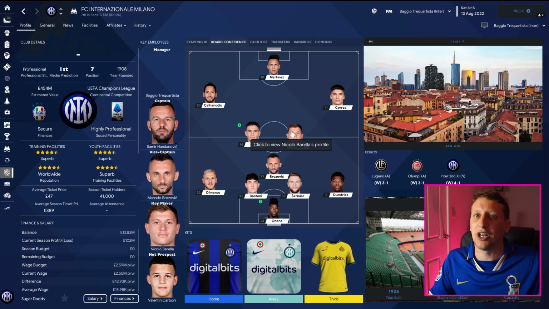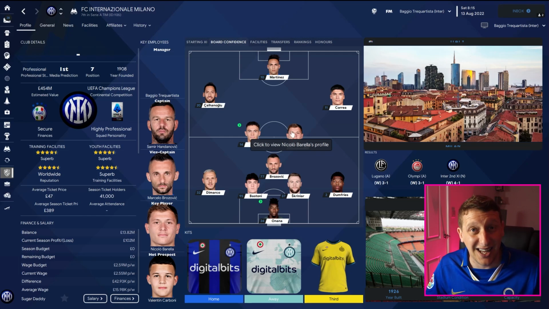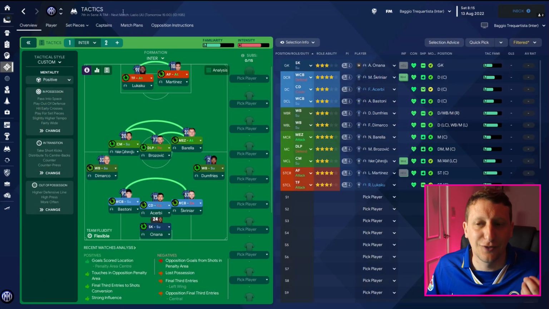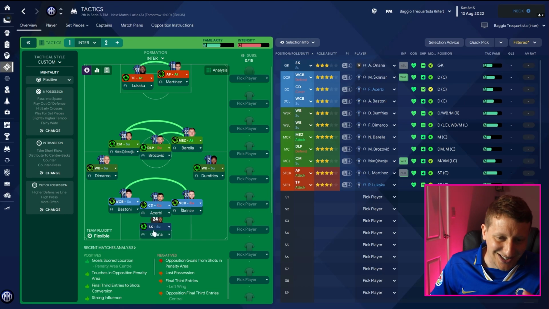If you look at some of their underlying numbers, they're highest in Serie A for xG, highest for shots. They've got a decent defensive record, and I think they're underperforming on their xG by about 6 goals. So I think with a fully fit Lukaku for the full season, they could have been a lot closer to the Scudetto this year. So the 3-5-2 looks like this.